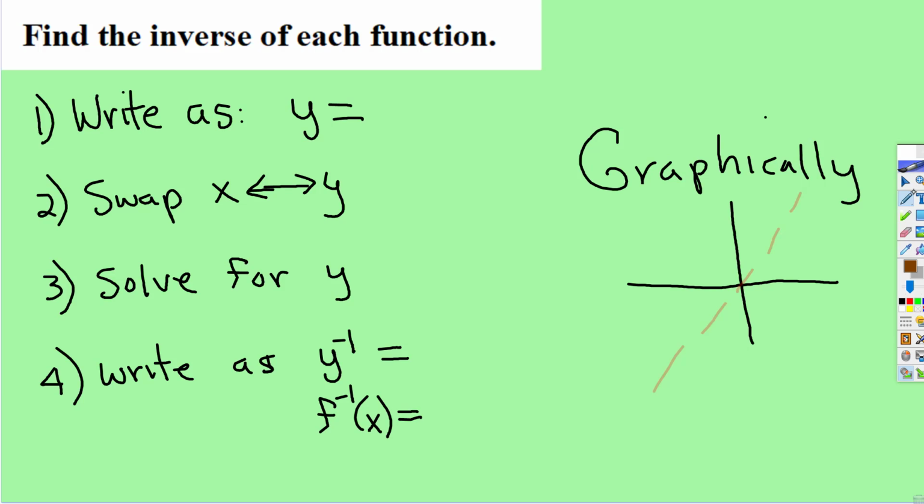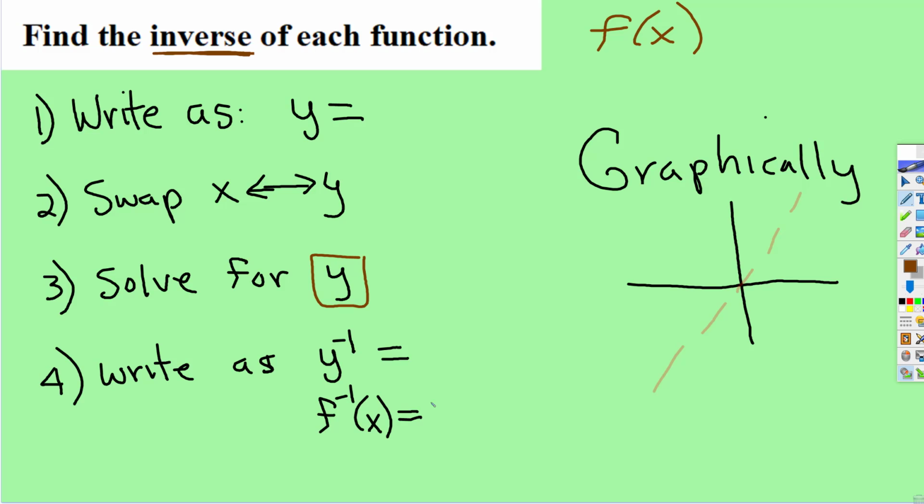Okay, hopefully a quick refresher on how to find the inverse. So here's the basic setup. Rewrite as y is equal. Typically you'll have an f of x. Write it as y is equal. Swap the x and the y's from the function. Solve for y. Then once you get y by itself, rewrite it as y to the raised negative 1 or f to the raised negative 1 of x.